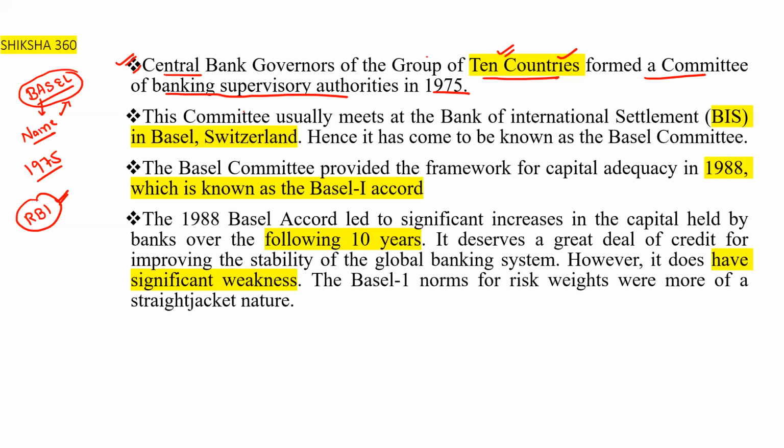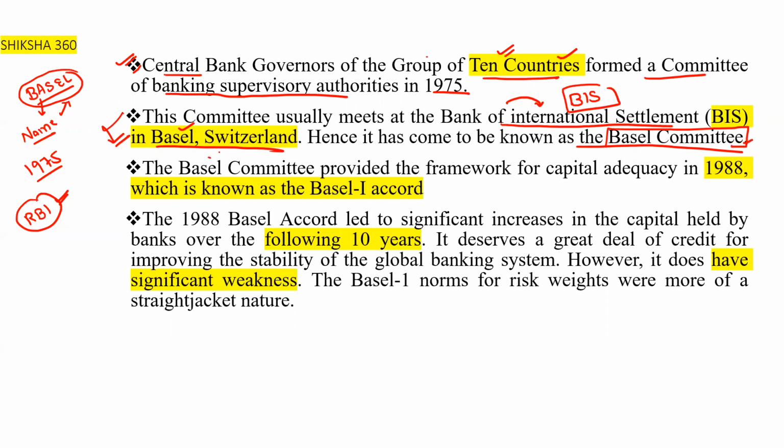This 10-member committee usually meets at the Bank for International Settlements, BIS, in Basel, Switzerland. Hence it has come to be known as the Basel committee. Because they meet at the place Basel in Switzerland, this is known as the Basel committee.